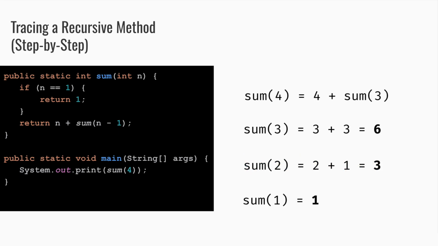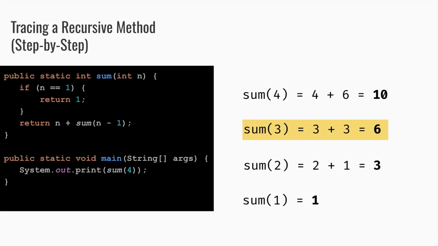Now go back to sum4, which is equal to 4 plus sum3, and since sum3 returned 6, now sum4 is equal to 4 plus 6, that results to 10. So the final answer is sum4 is equal to 10.